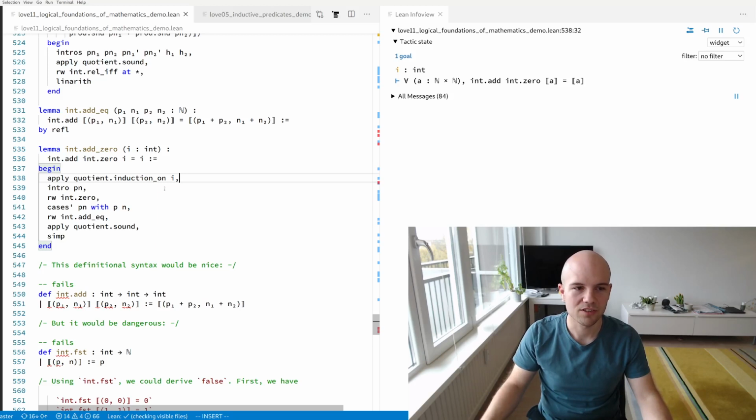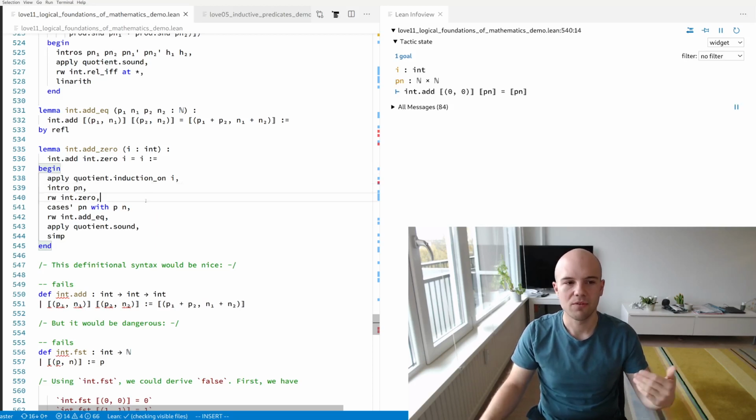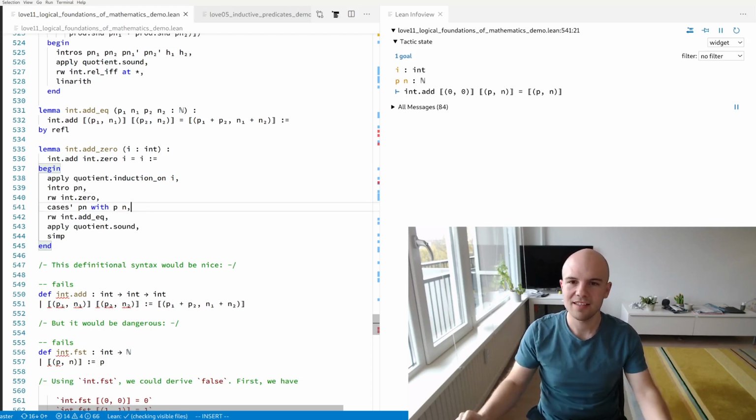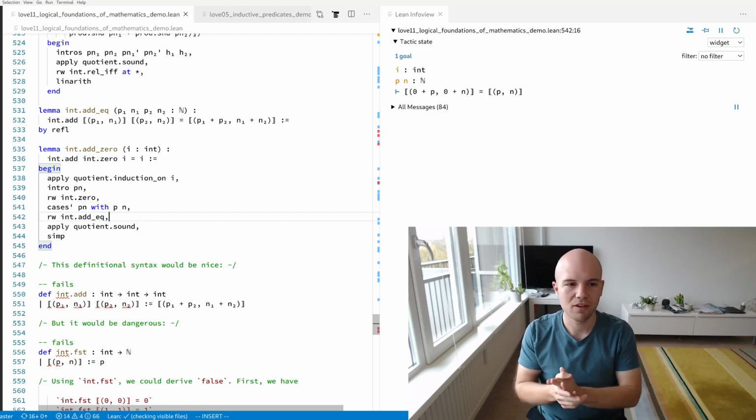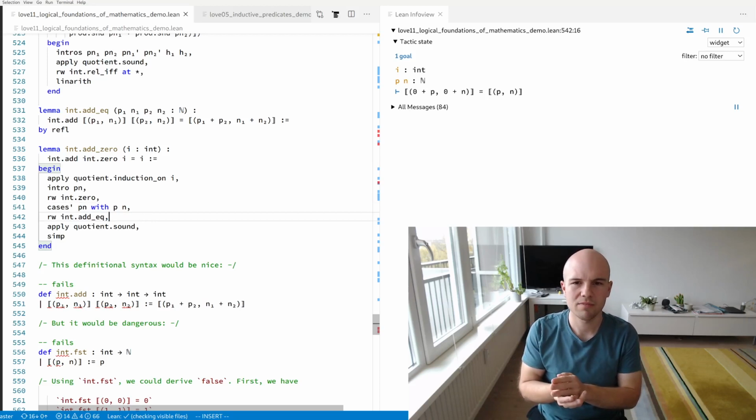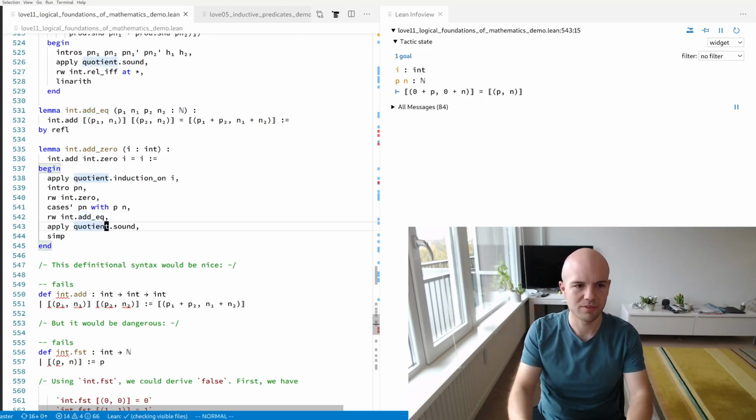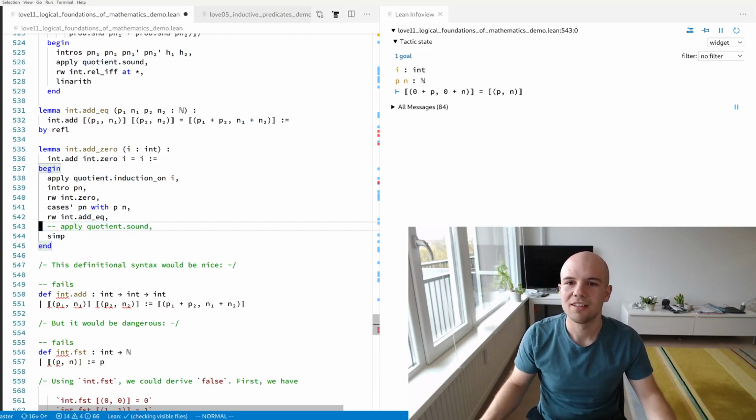So we can just simplify this a bit. We can introduce the quantifier. We can rewrite using the definition of 0, and then let's take the pair apart using cases. Again, unfold the definition of equality. And we don't even need Quotient.sound here. We could just call simp now. Because we can simplify the left part to p, the right part to m, and then they're equal.